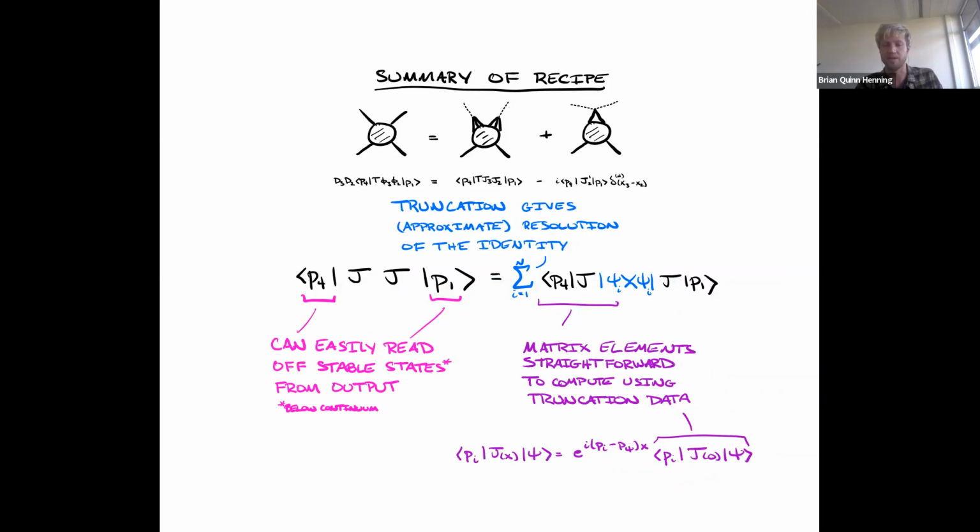So to just summarize the recipe, again, you reduce out two states and use the equations of motion. You can easily read off these external states out of the data. And then we insert the identity and just compute matrix elements. Any questions?